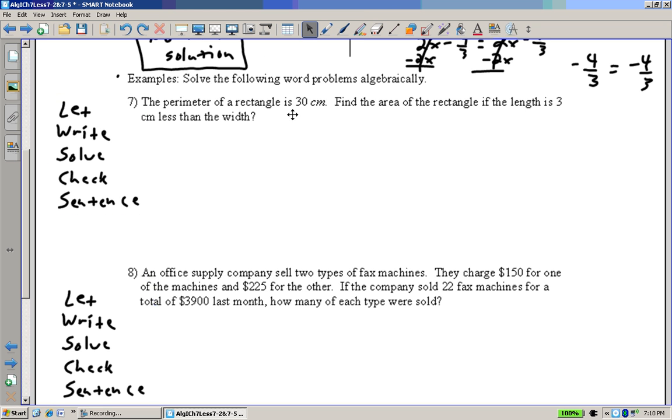Now the perimeter of a rectangle is 30 centimeters. Well, that's interesting. The perimeter is going to be based on two things. It's going to be based on the length and the width. So I'm going to go ahead and define those things. I'm going to let, I'm trying to see if I can use a thinner marker here. Let L equal the length.